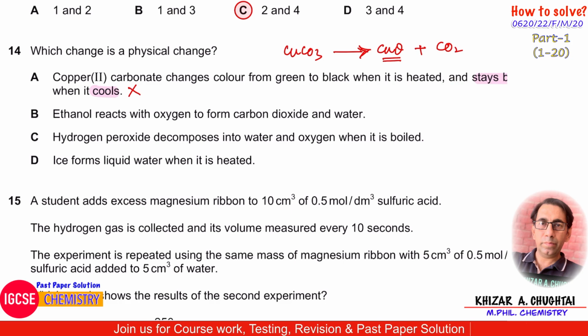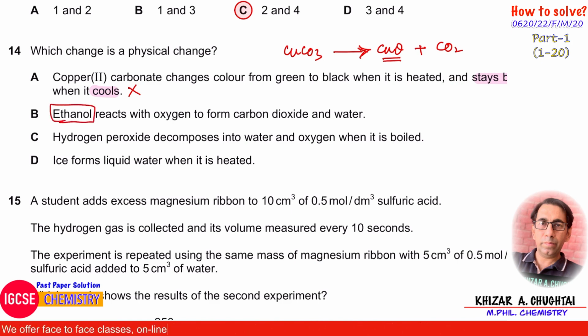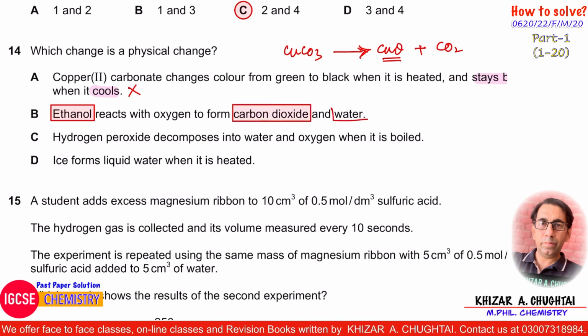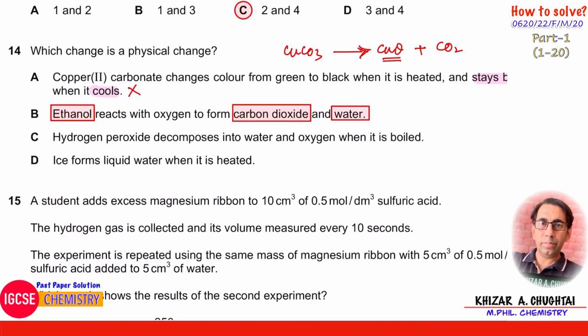Ethanol reacts with oxygen to form carbon dioxide and water. Ethanol is going to change itself into CO2, carbon dioxide, and water. So you can see that the formula is going to change. Ethanol is going to change itself into new chemical species. One is CO2, the other one is water. Again, it's a chemical change, it's not a physical change.